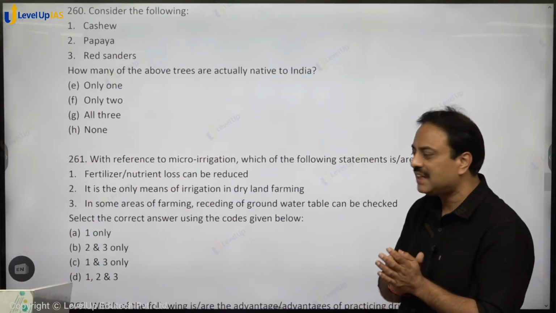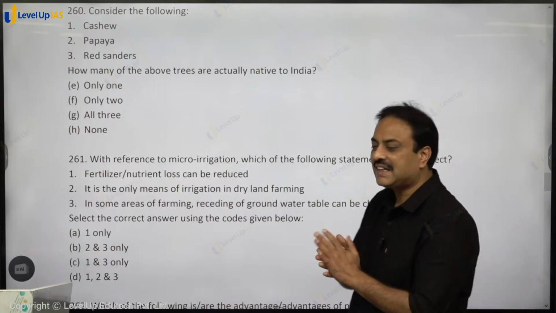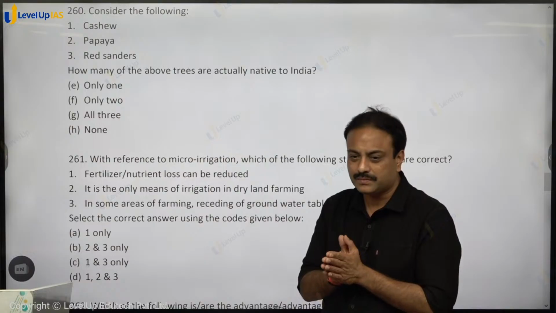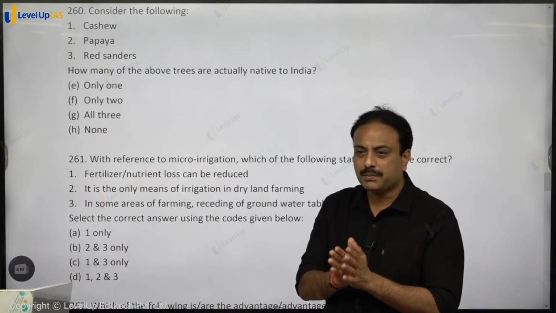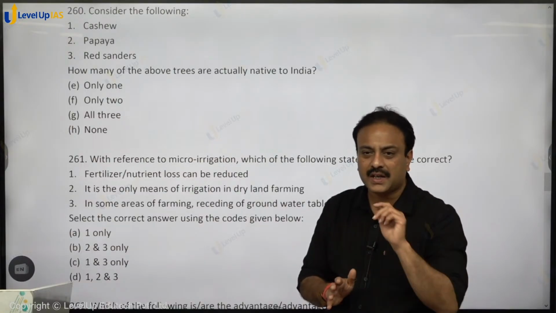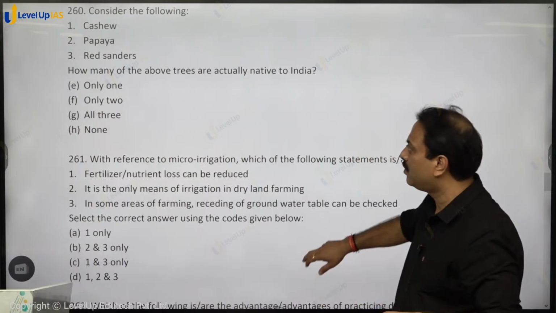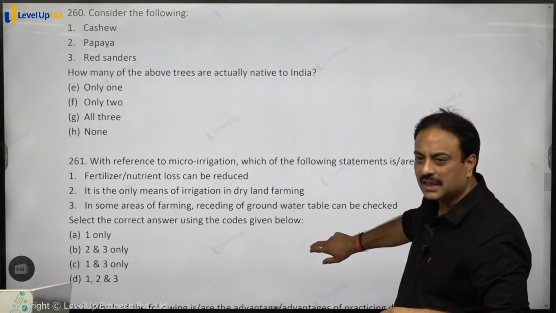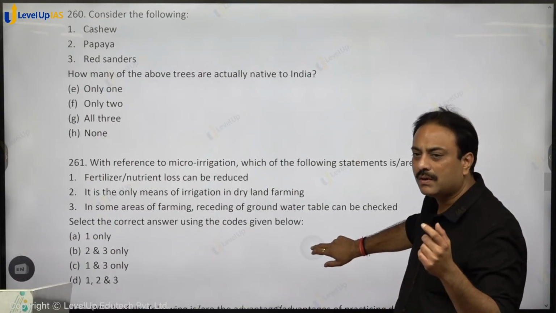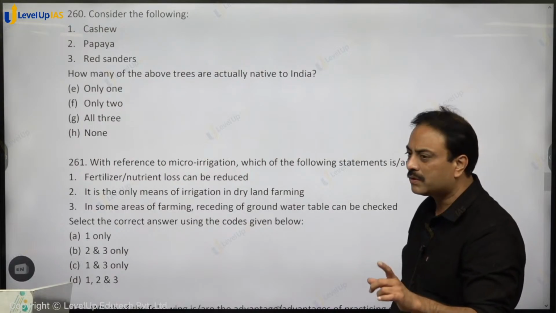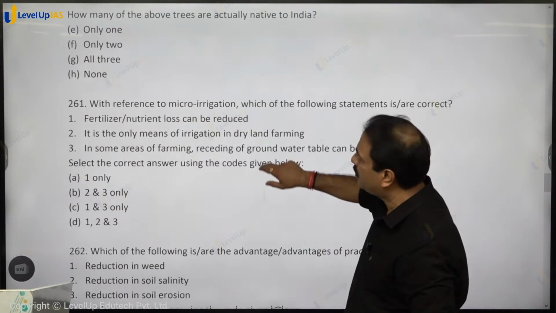Only one, that is red sanders. Export of red sanders is prohibited or not? Earlier it was prohibited. I am not sure if recently government has, I don't know. There was some discussion going on to eliminate that barrier of export on red sanders. I don't know what was the last decision. I am not sure, so I will not speak.